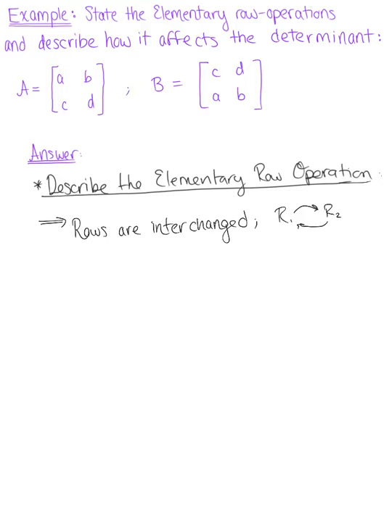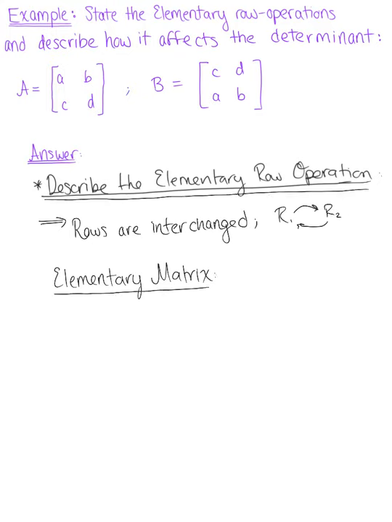And if we wanted to describe this as an elementary matrix, how we want to think is, how does this row operation affect a 2x2 identity matrix? You can say that E here is defined as 0, 1, 1, 0.